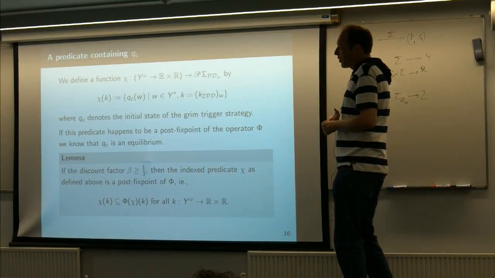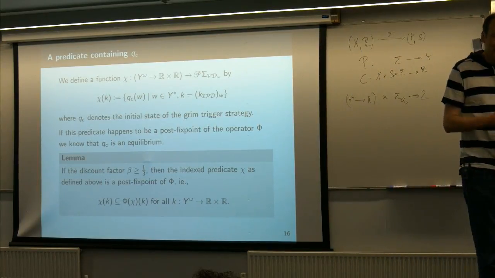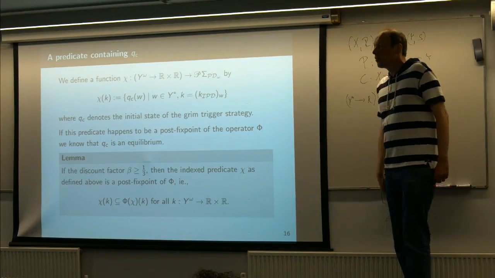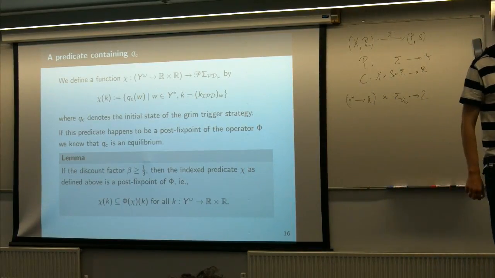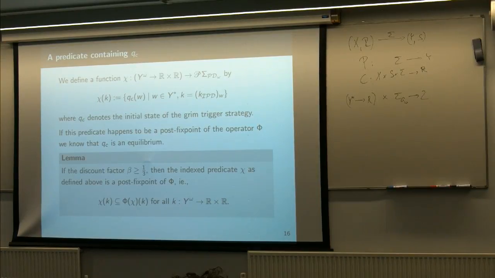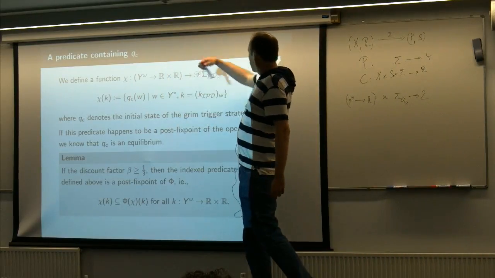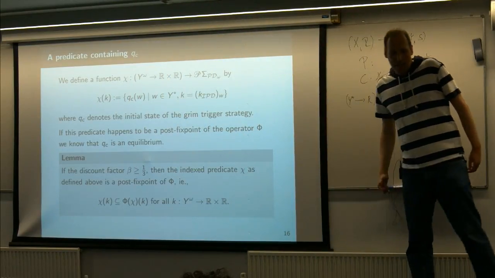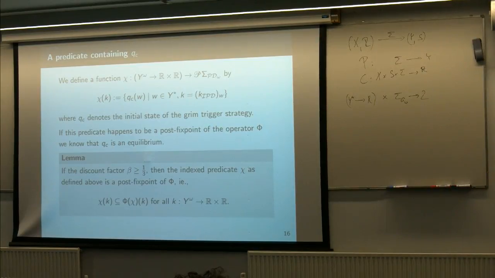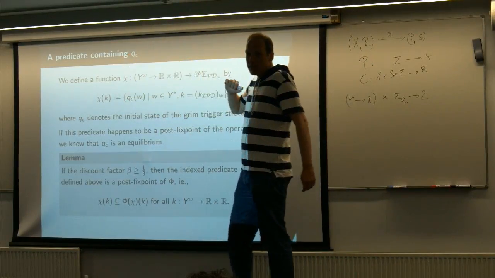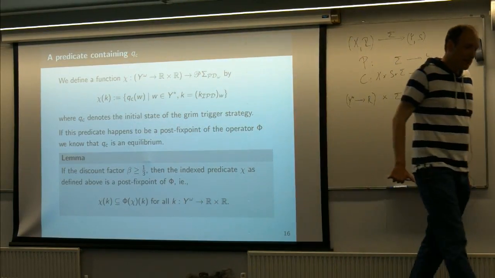In order to show that a strategy is an element of this greatest fixed point, we have to use general fixed point theory, and we have to provide a predicate that is by itself a post-fixed point of the operator. Then we know that this predicate is contained in the fixed point. And we define this predicate in such a way that the strategy we are interested in is an element of this predicate.